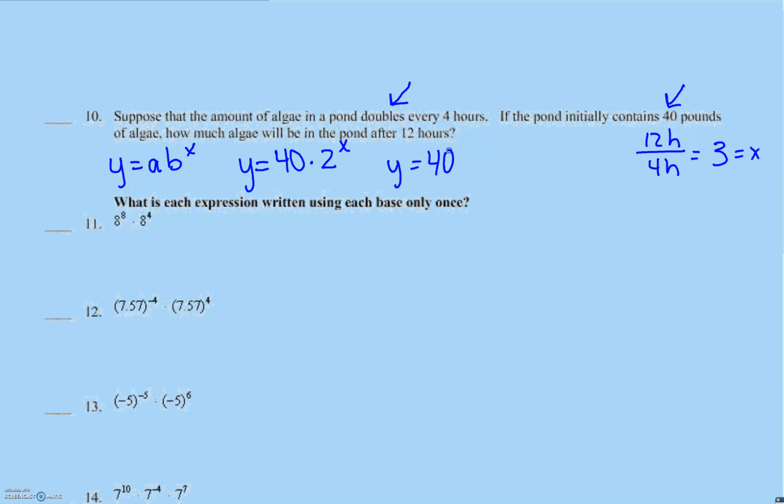40 times 2 to the 3rd power, which 2 to the third power is 8, times 40 is 320, or you could have typed that in your calculator. And our answer is labeled in pounds.